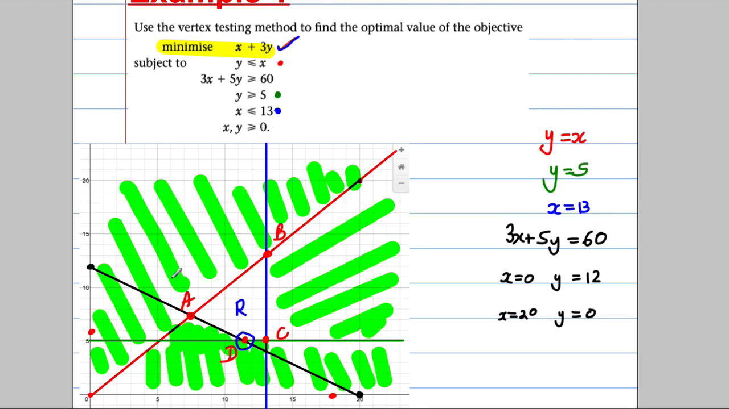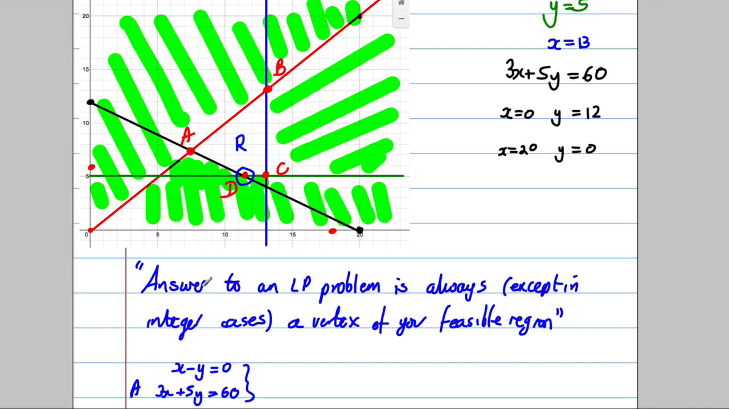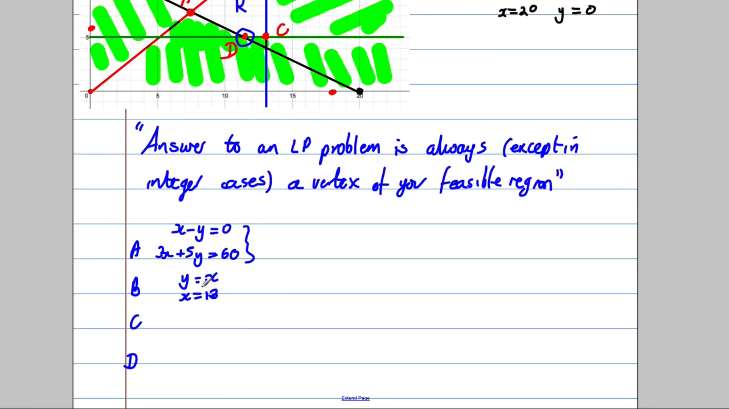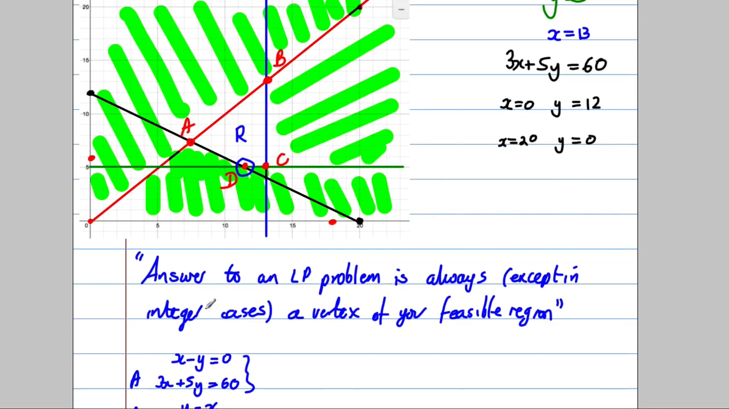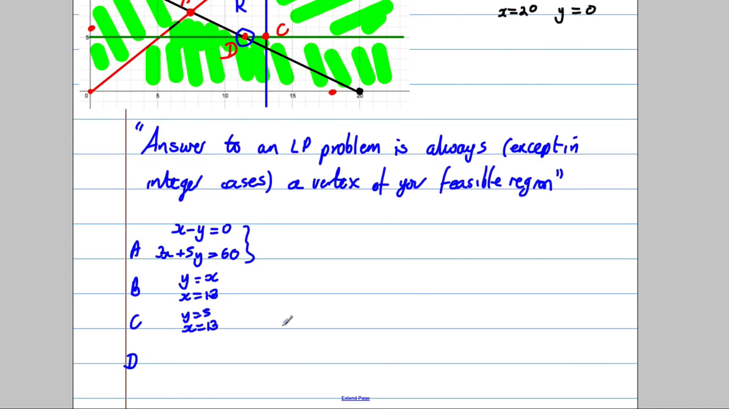For B, it's the intersection of x is 13 and y is x. So y equals x and x is equal to 13. For point C, it's the intersection of x is 13 and y is 5, so it's the intersection of y equals 5 and x equals 13. And for D, it's the intersection of 3x plus 5y is 60 and y is 5, so it's the intersection of y equals 5 and 3x plus 5y is 60. Okay, so we can find each of these by simultaneous equation.